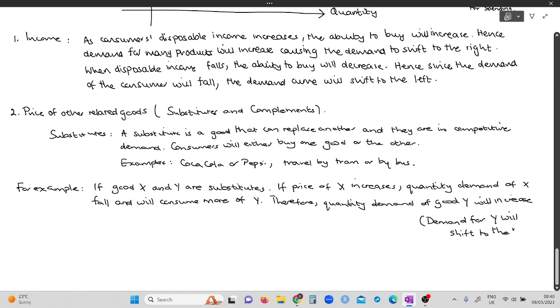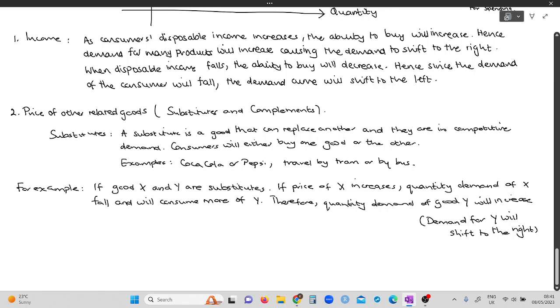This is the relation. Let's take an example. Donc, le prix de Coca-Cola augmente. Donc, les gens vont diminuer la consommation de Coca-Cola. And what will happen? They will tend to consume more of Pepsi. So here we can say that an increase in the price of Coca-Cola will cause an increase in the demand for Pepsi.